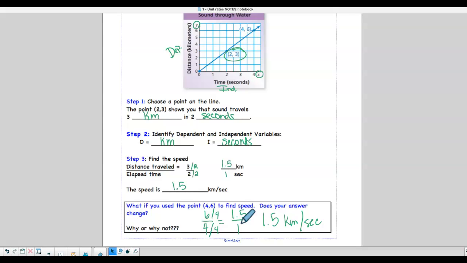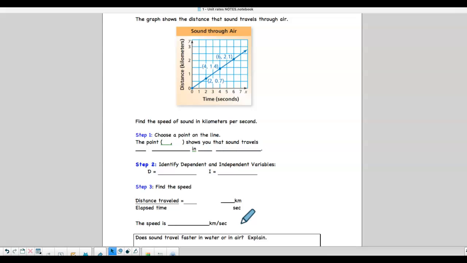And it's a straight line, okay? As long as all of our points are in a perfectly straight line, that means it's constant and they're the same.